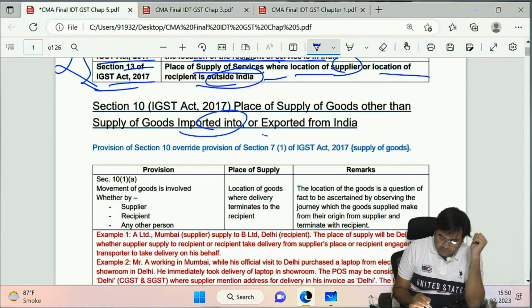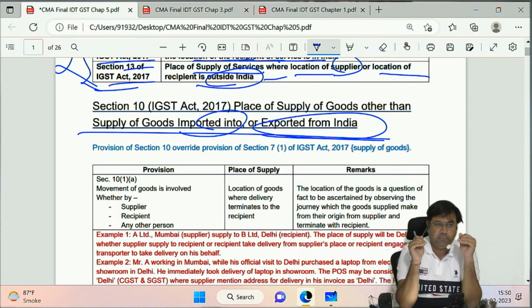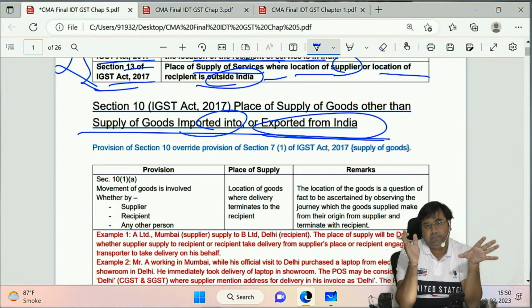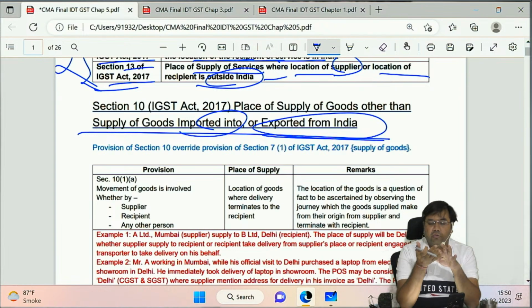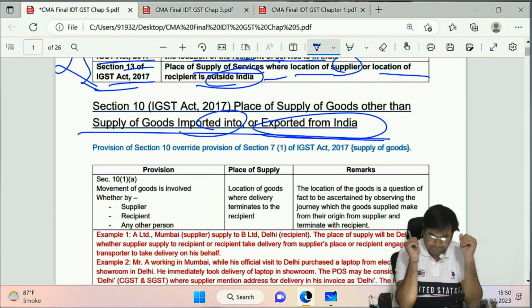So section 10 IGST Act 2017, place of supply of goods other than supply of goods imported into or exported from India. So basically a domestic transaction. If it is not import, it is not export, then how are you going to determine the place of supply? That time you are going to apply section 10. If it is domestic supply of goods, then you are going to determine place of supply by referring to the section 10 provision of the IGST Act 2017.